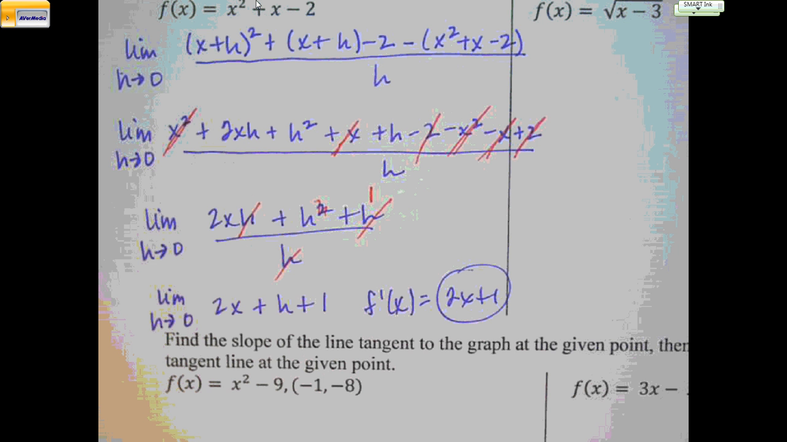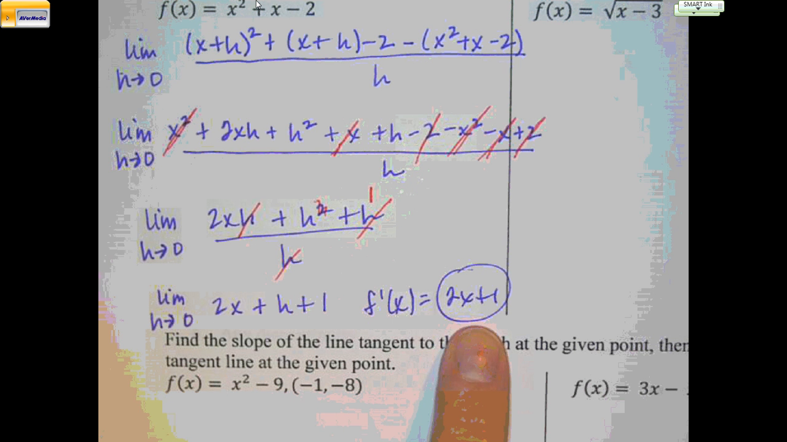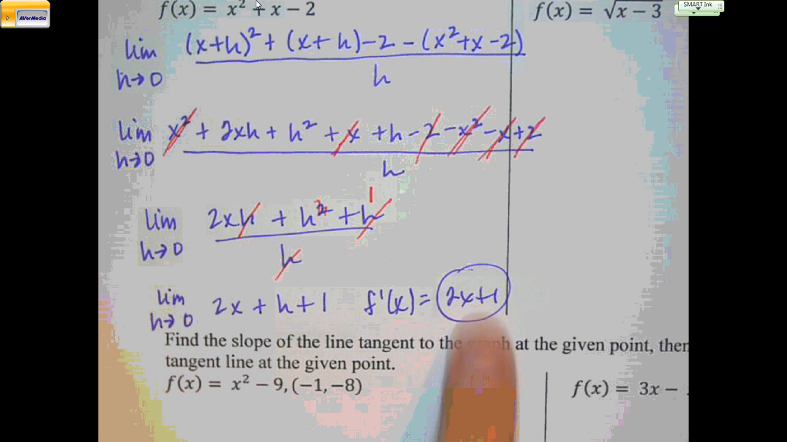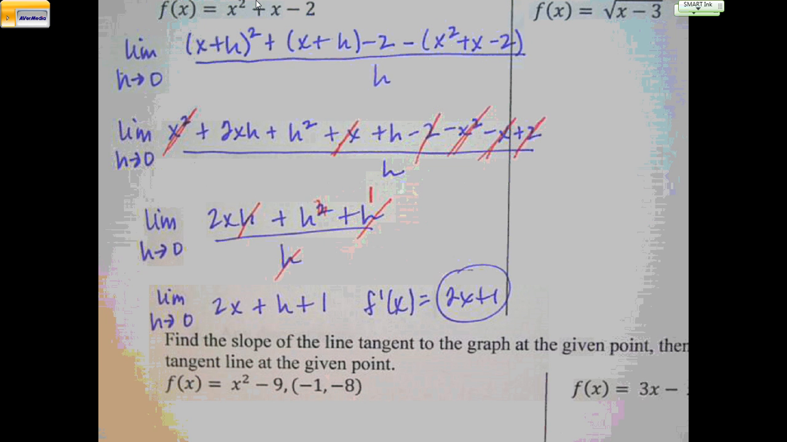This is not the exact line that is tangent to that curve. It depends on what x is. Once you plug in that x, that gives you the slope of the line at that place.